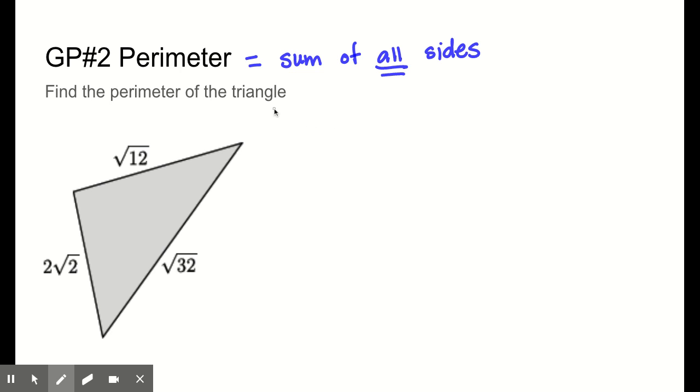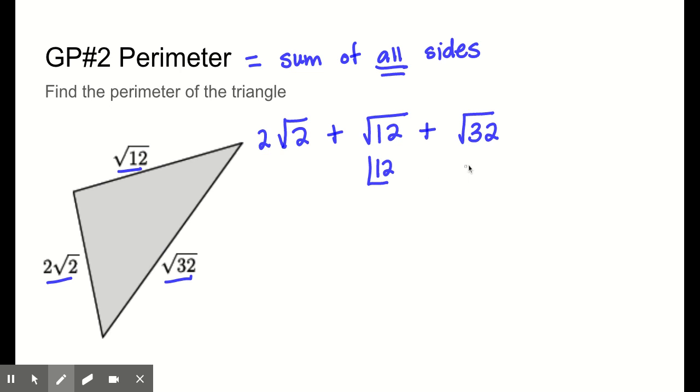So for this triangle here, we're going to add up the sides of 2 radical 2, the square root of 12, and the square root of 32. So we have 2 radical 2 plus the square root of 12 plus the square root of 32. Now again, none of our radicands are the same, therefore we do not currently have like radicals, so we need to go through and simplify whatever it is we can. I cannot simplify the square root of 2. I am going to try to simplify the square root of 12 and the square root of 32.